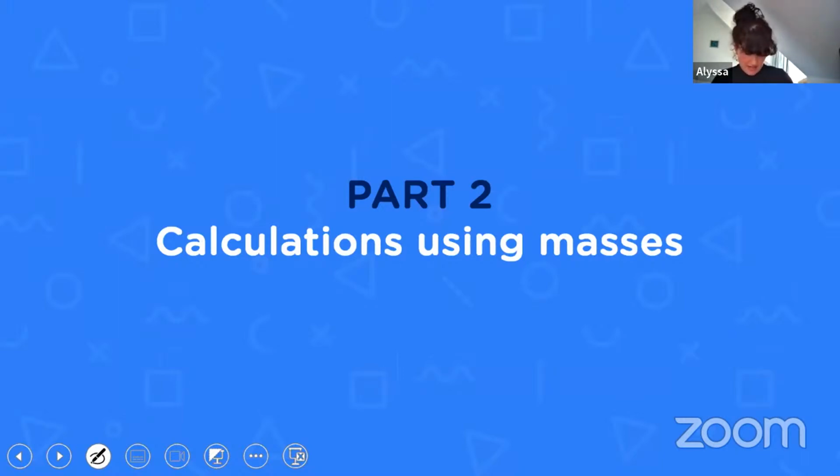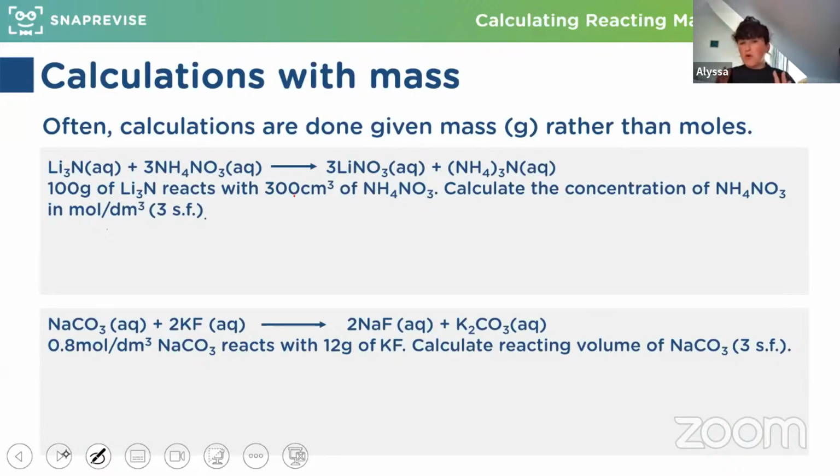So let's do some calculations using masses. This you might be more confident with, perhaps. It might be something you did more at GCSE, or maybe you've done a bit more in your A levels. We just need to make sure that we're confident in combining the 2. Sometimes calculations are done where you're given mass in grams rather than moles. So we have to convert to moles before we can then convert to concentrations or things like that.